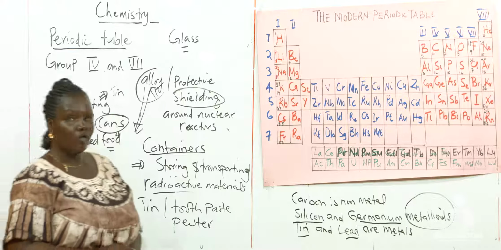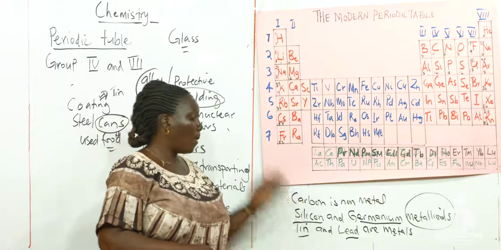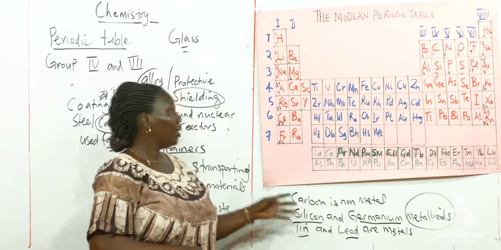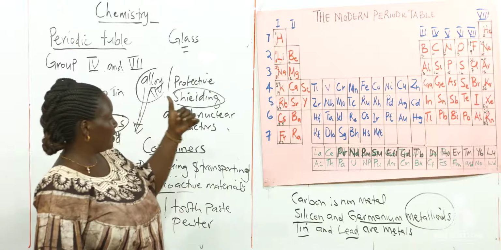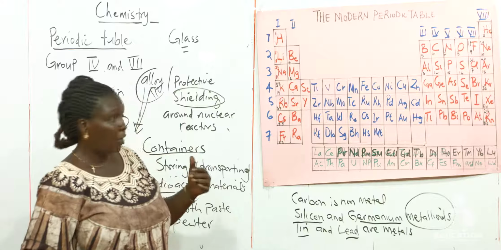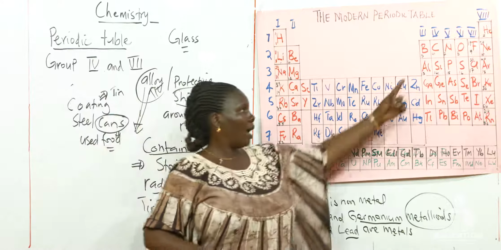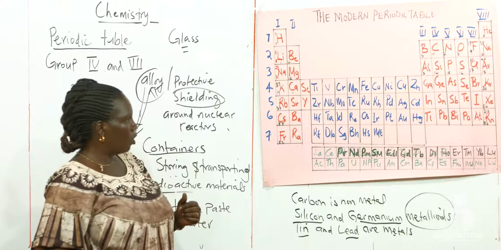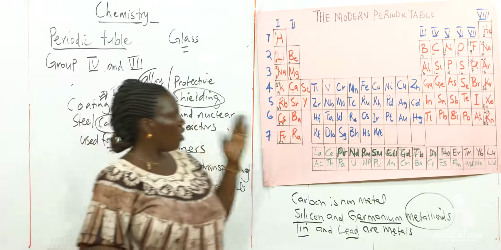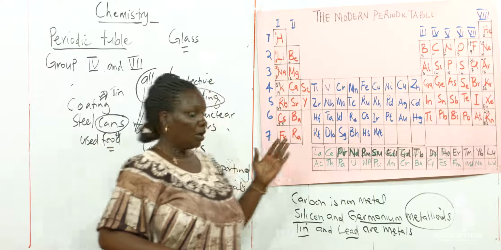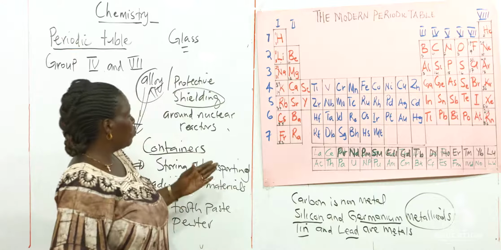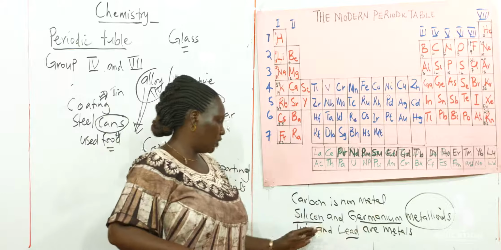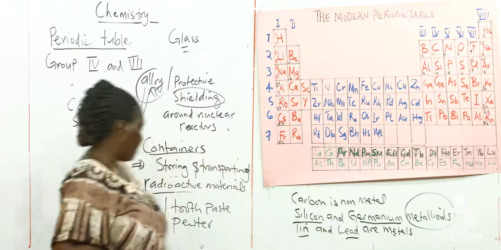As I said, group 4 is comprised of carbon, and it is called the carbon family because carbon is the first element among members of this group. So group 4 sometimes is called the carbon family. In group 4, carbon is a non-metal, silicon and germanium are metalloids, tin and lead are metals.